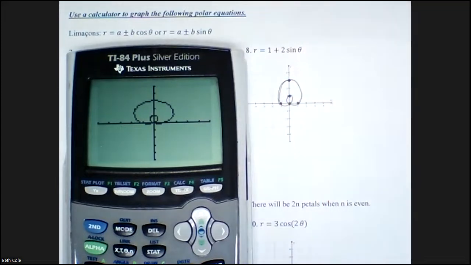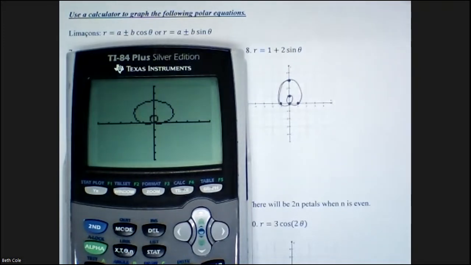These graphs are sweet. They're just like little doodles. Put on the calculator again. Yes. What are you saying it looks like? Oh, like a painter's palette, like that, yeah. Yeah, an avocado. I like it. Okay, cool. So those are limaçons.